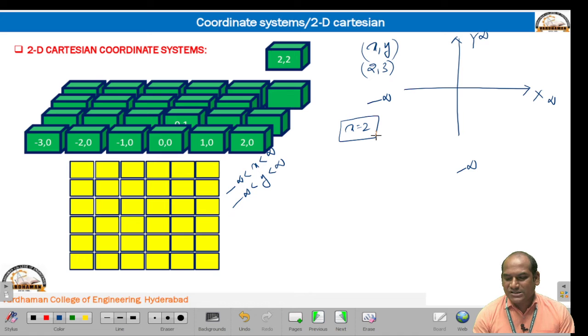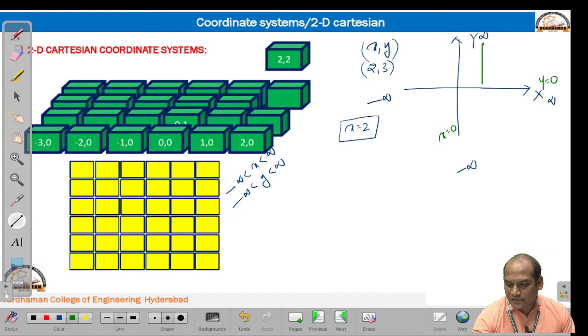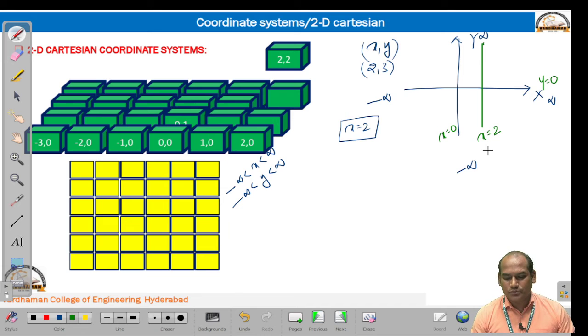What is that one? Generally, the y axis equation is x is equal to 0, and the x axis equation is y is equal to 0. Now, what is x is equal to 2 specifying? x is equal to 2 is specifying a vertical line which is drawn parallel to the y axis at a distance of 2 units. This is x is equal to 2. So, x is equal to 2 is nothing but a line.